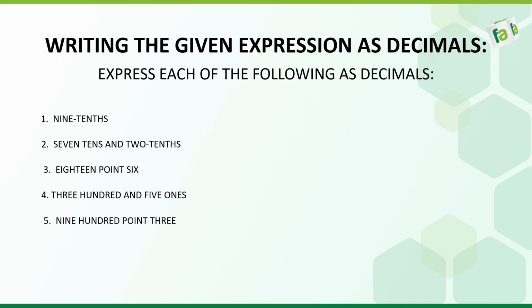Now, it is time to match the answers. 9/10 can be written as 9 by 10, which is equal to 0.9. 7/10 and 2/10 can be written as 70 plus 2 by 10, which is equal to 70.2. 18.6. Then 305.0, 900.3.